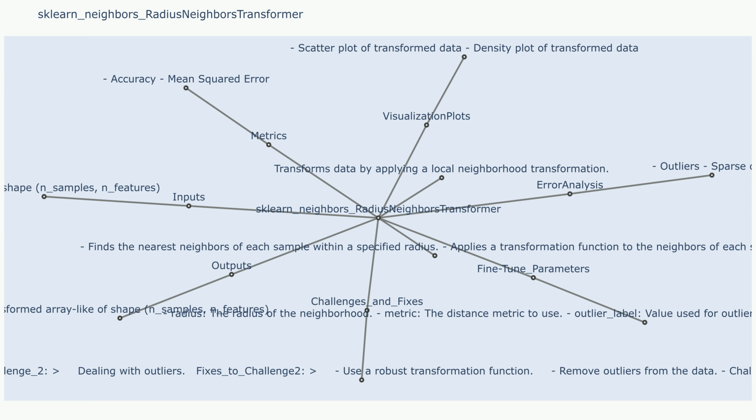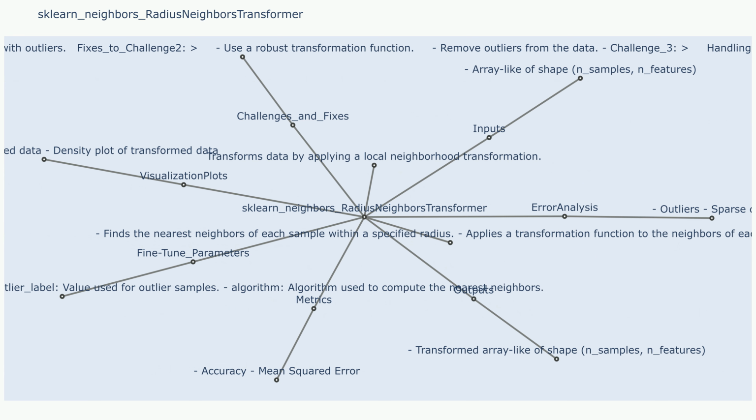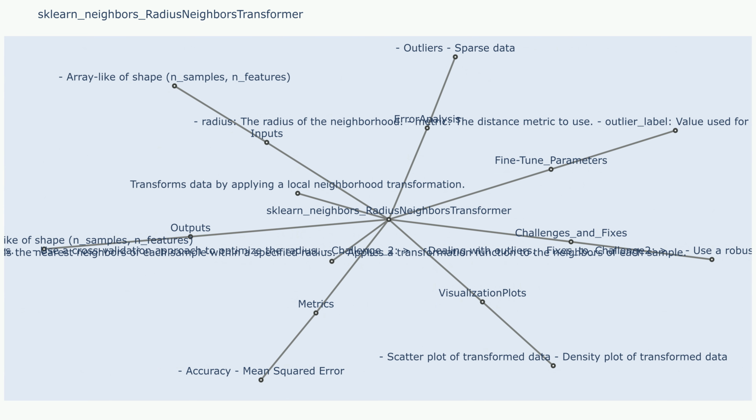Outputs. Transformed X. This is the output data, a 2D array with the same dimensions as X, where each sample has been replaced by the average of its neighbors within the specified radius. Neighbors indices. This is a 2D array where each element contains the indices of the neighbors for the corresponding sample in X.